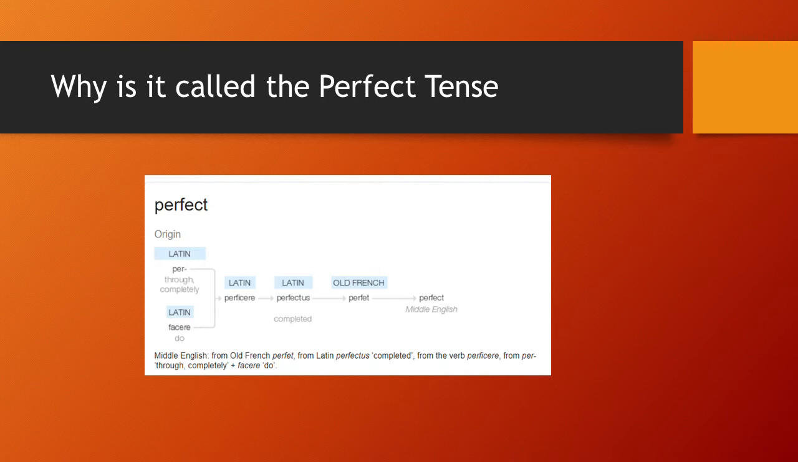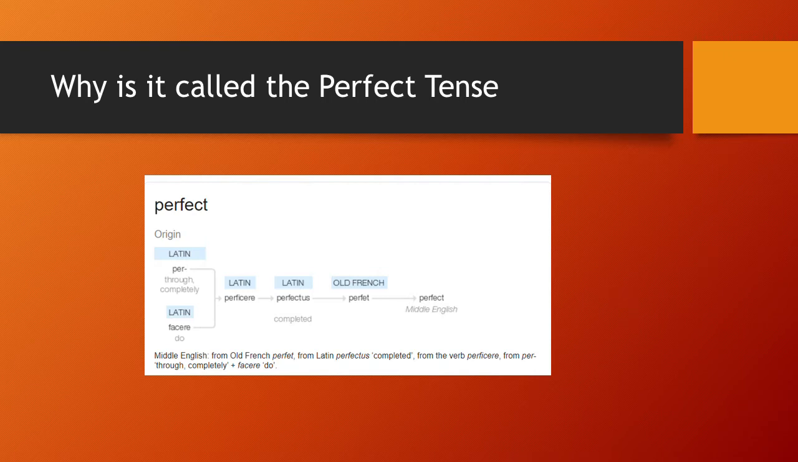If you look at the Latin origin of this word, it has two parts. One is per, meaning through, completely, and the other is facere, meaning do. We have the prefix per in a lot of other words like perform, perceive, persuasion, etc. That means through, completely, and facere is to do, which is the root word for manufacture. So per and facere become perfect over the course of time.